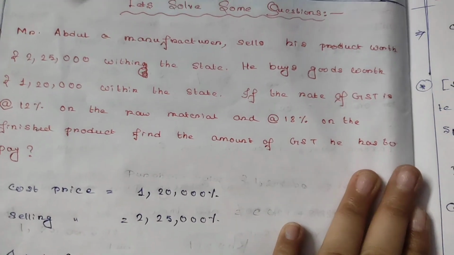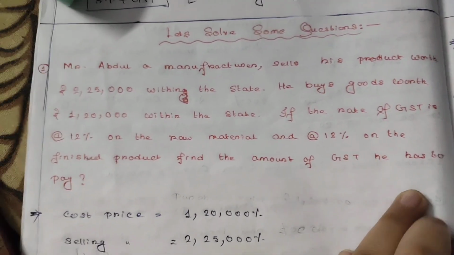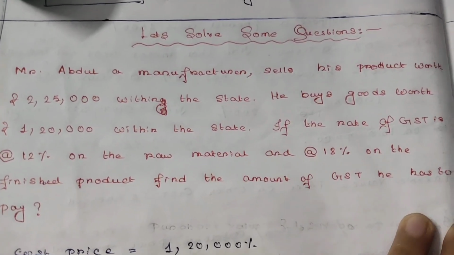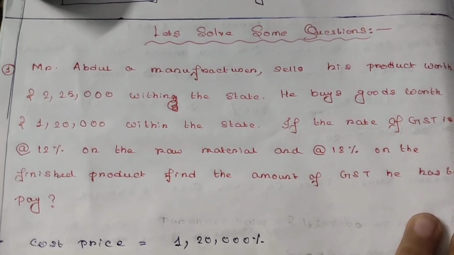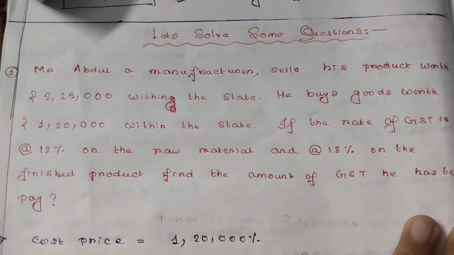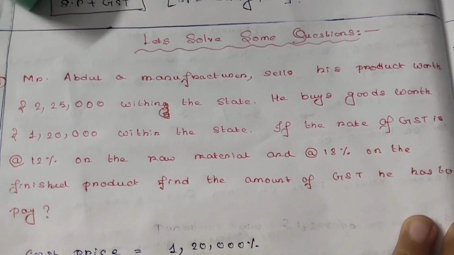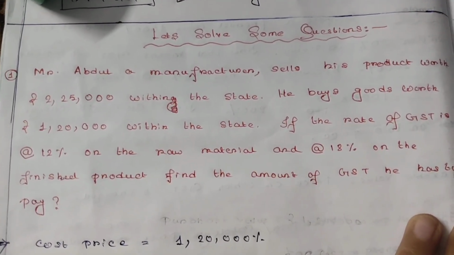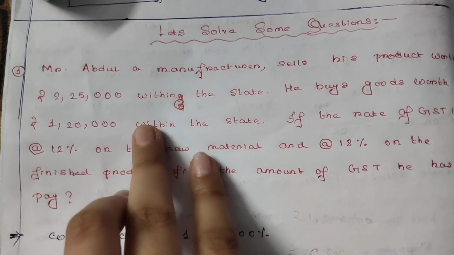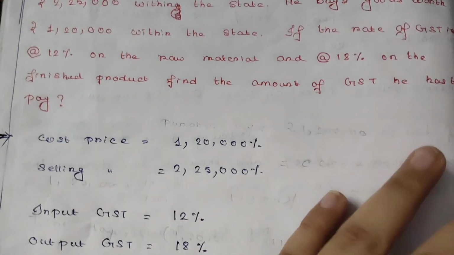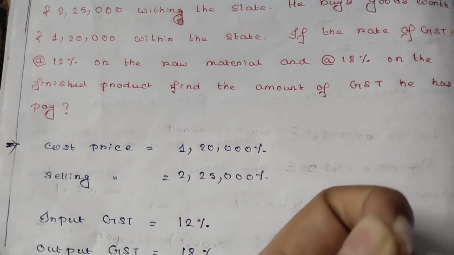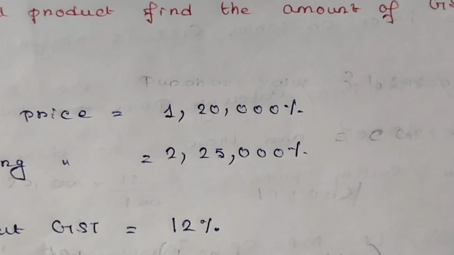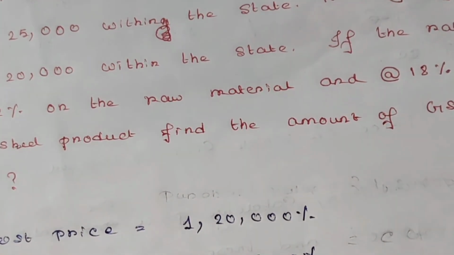Mr. Abdul, a manufacturer, sells his product worth 2,25,000. Within the state, he buys goods worth 1,20,000. If the rate of GST is 12% on the raw material and 18% on the finished product, find the amount he has to pay. Now you can see that within the state means CGST plus SGST. So the cost price is 1,20,000 and the selling price is 2,25,000.